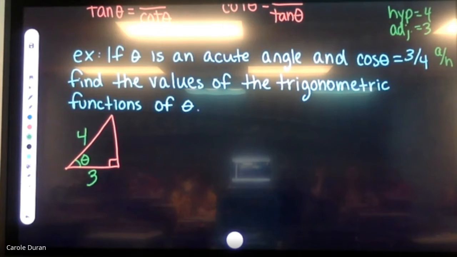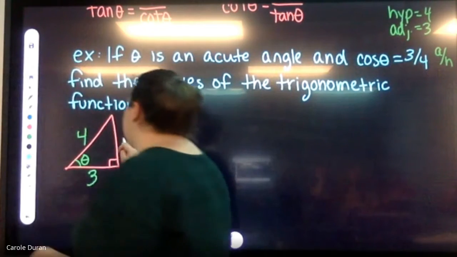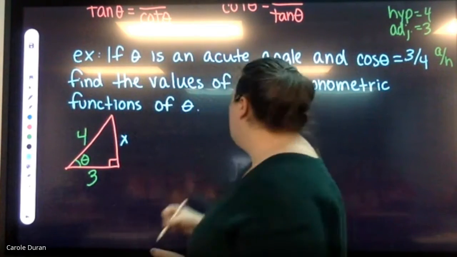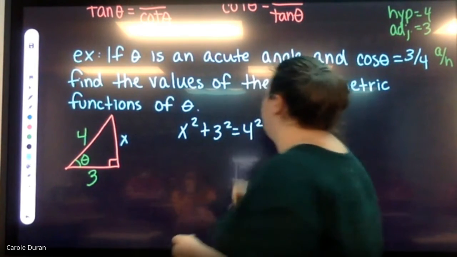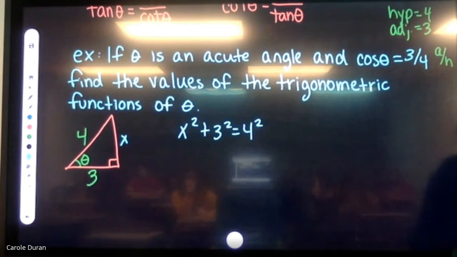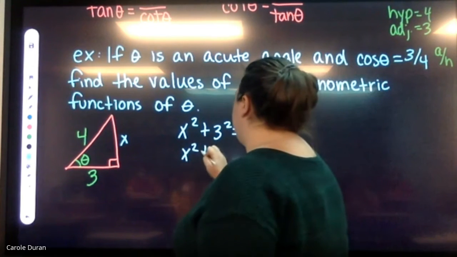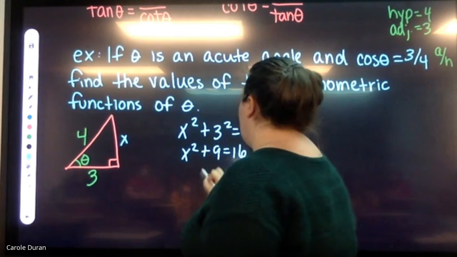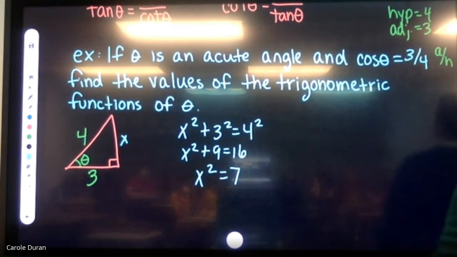I have 2 sides. How do I find the third one? Pythagorean theorem, good. So I'm just going to say this is x for right now because I don't know. So I have x squared plus 3 squared equals 4 squared. I go ahead and square everything, combine like terms, and solve for x. So when I do, I get x squared plus 9 equals 16. I subtract that over, and I get x squared equals 7. Right, because 16 minus 9 is 7.